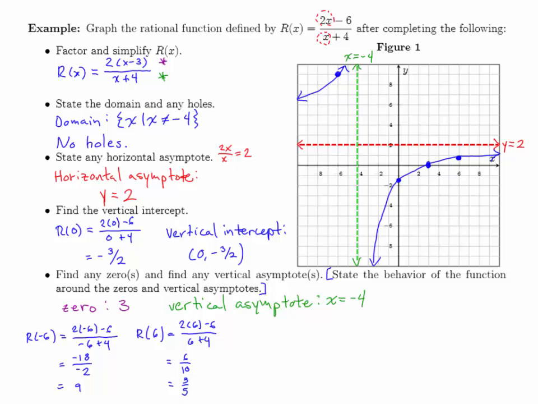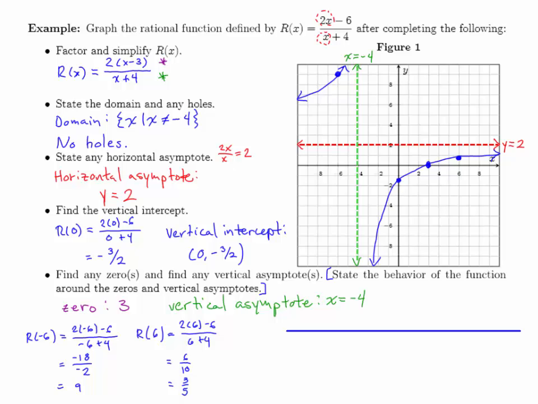Okay, so at this point the graph is complete. I mentioned at the very beginning that there are more formal ways that we could look at stating the behavior of the function around the zeros and the vertical asymptotes. The more formal way would be to make a table, and I can show that real quick. I'll add it in here. So what we'd be looking at with this, I'll make that solid, would be to look at the zeros and vertical asymptotes, and then basically break this up.